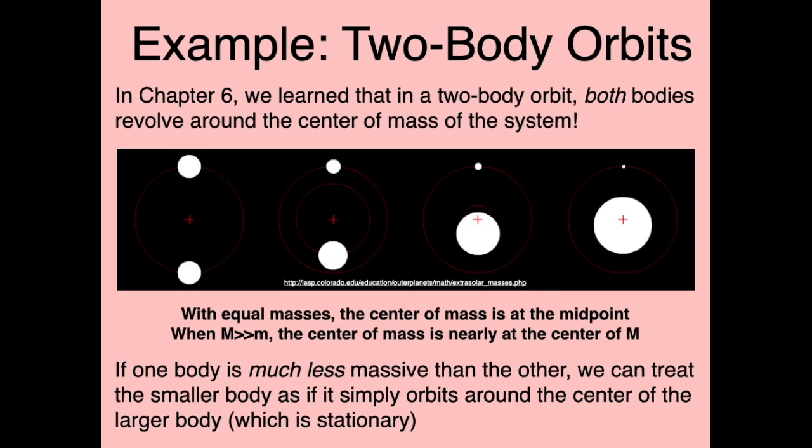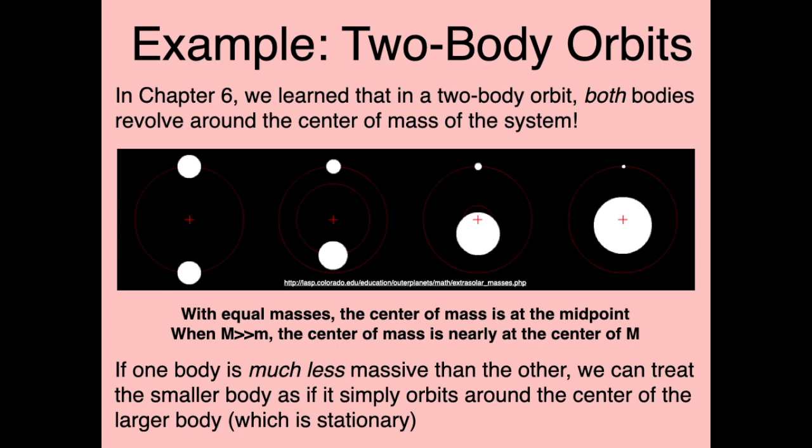And here's another example. Now we're going back to chapter 6 on gravity, when we started talking about two-body orbits. So we learned all the way back then that in a two-body orbit, it's actually both bodies that revolve around a common point, which we now know is the center of mass of the system. So just to show you this video once again, the red cross that you see in this video, that little red marking at the center of each diagram, represents the center of mass of the two objects.